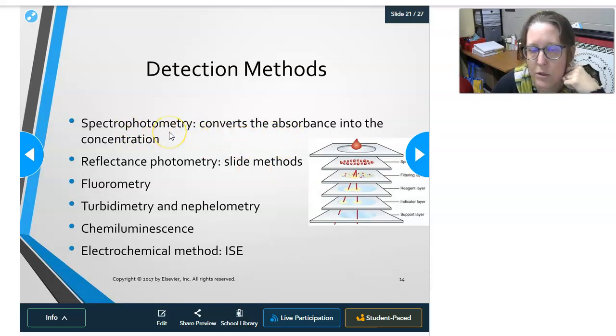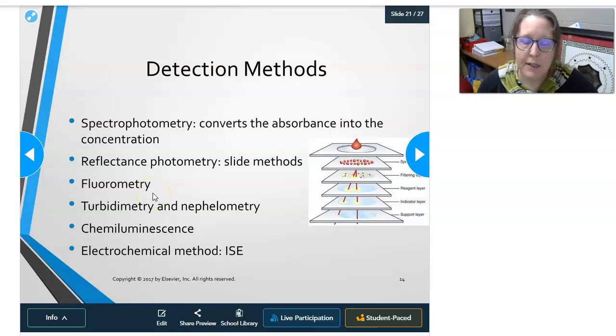Spectral photometry converts the absorbance into a concentration. We've talked about how that works with a light source that shines through a cuvette. Fluorometry, as we talked about, is light emitted by a fluorescent molecule that's usually tagged. It's usually in immunoassays. You shine light at one angle and it detects light emitted at a different angle. Turbidimetry and nephelometry are, again, usually part of immunoassays.